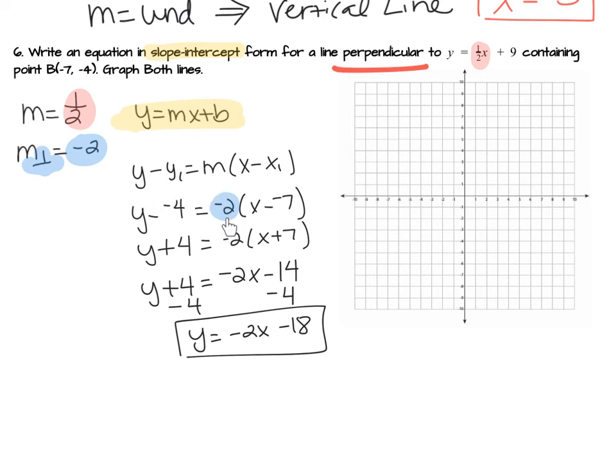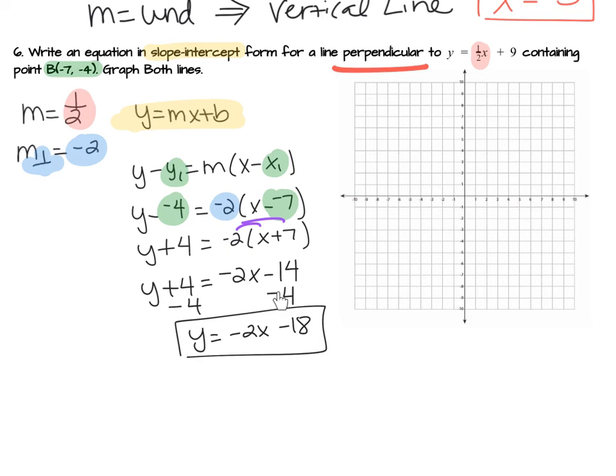So I went ahead and plugged in -2 for m, and then we have our point, which in this case was B, (-7, -4). I plugged that in for x1 and y1. And then I simplified. We have a double negative here, giving me +4, a double negative giving me +7, and then I distributed my -2 into my equation, multiplying it all out.